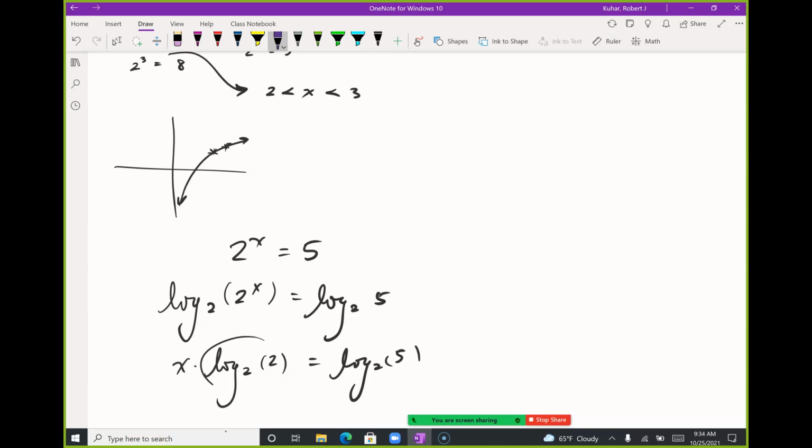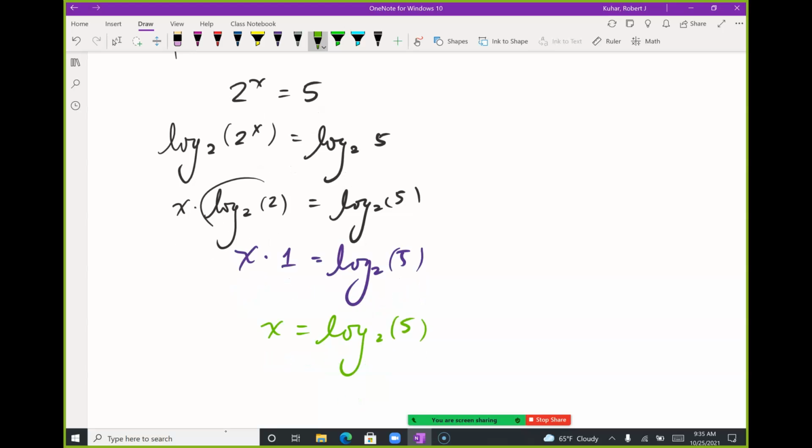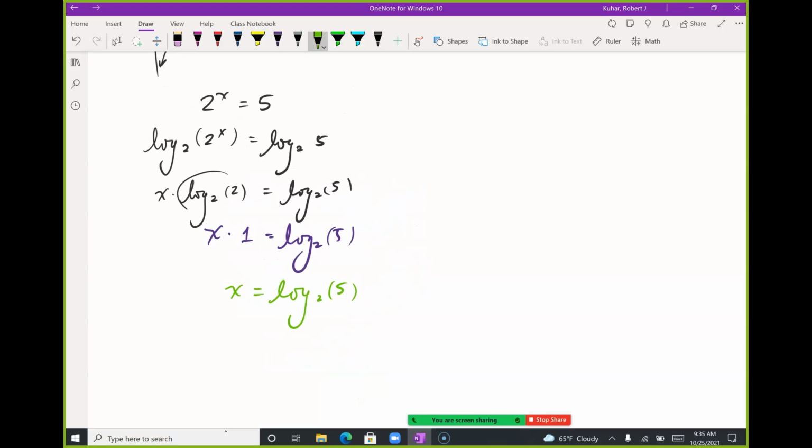Or I could just say that everything cancels out when I'm using inverse functions. So I get x equals log base 2 of 5. Now, guess what? I could have just rewritten this. Do you see the translation from here to here? Yes. It's the same thing as the very first translation.